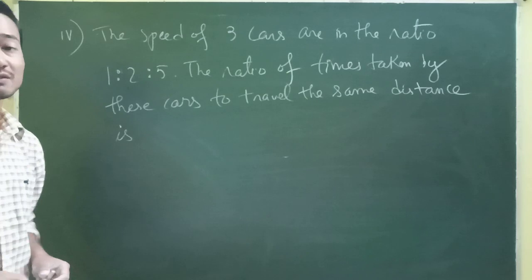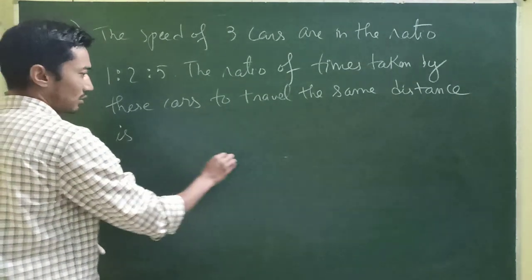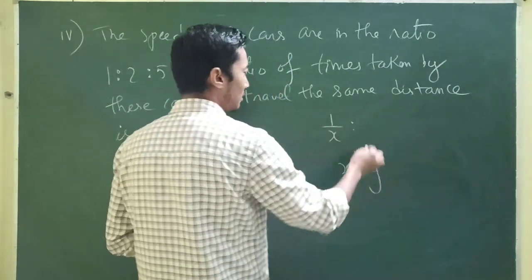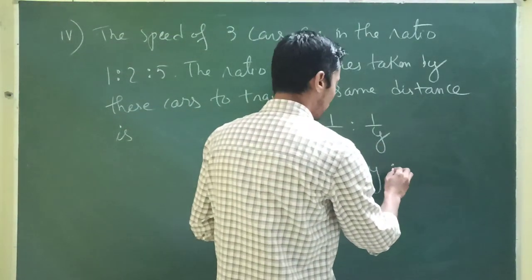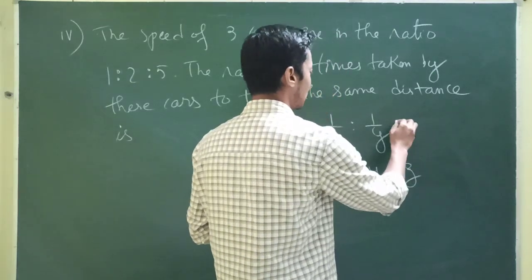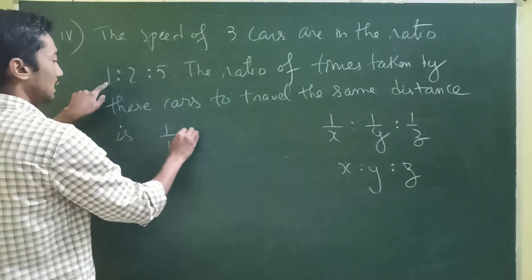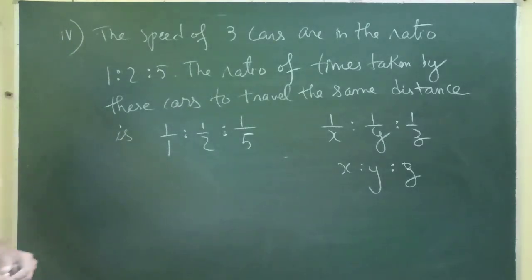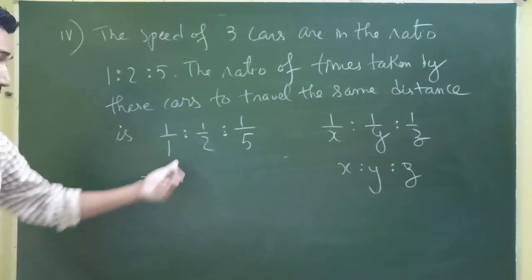Then we know that speed is inversely proportional to time. So the ratio of their times will be what? What was the formula? If the speed is x is to y, then the ratio of their times will be 1 by x is to 1 by y. Of course here we have 3 cars, x is to y is to z, so that's going to be 1 by z. So in that case the ratio will be 1 by 1 is to 1 by 2 is to 1 by 5. Sometimes they will simplify it and then give you the answers, maybe not like this.